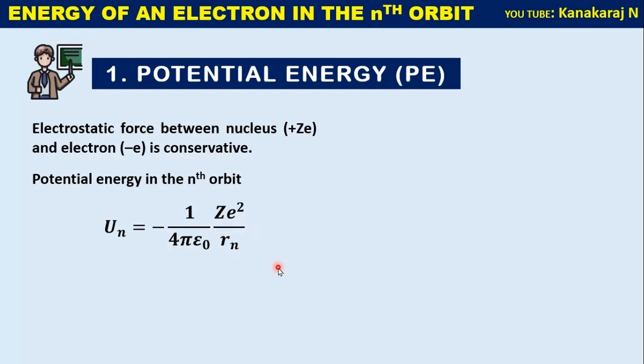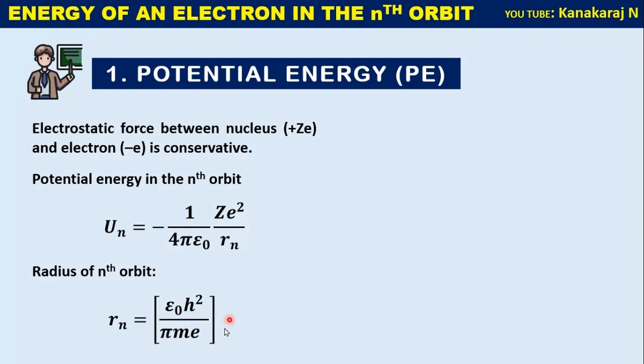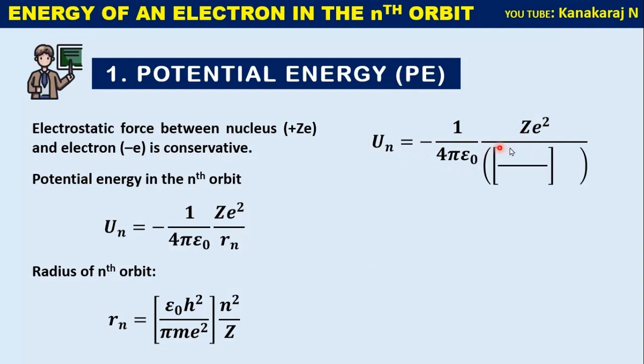The value of Rn, the radius of the nth orbit, is Rn equals epsilon naught h square divided by pi m e square, multiplied by n square divided by Z. Let us substitute this Rn value in the potential energy term. So, epsilon n equals minus 1 upon 4 pi epsilon naught, Ze square divided by, instead of Rn, epsilon naught h square divided by pi m e square multiplied by n square divided by Z.